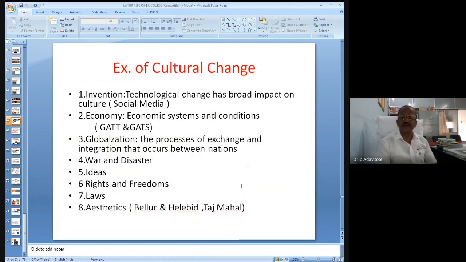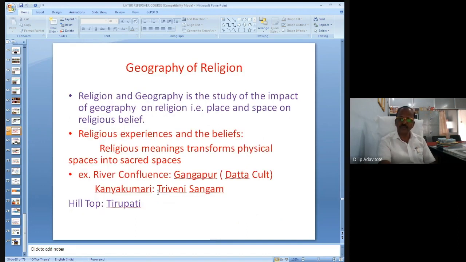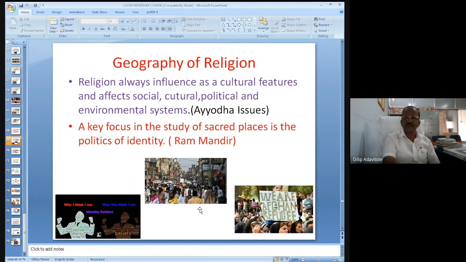So examples of cultural exchange: inventions, technological change has a broad impact on culture, social media, the economic system is changing, GATT and GATS, globalization, the process of exchange, wars and disasters, ideas, rights and freedoms, laws, aesthetics. These are the very important ways we must talk about our geography of religion, religious experiences and other benefits. We have to talk about how they are important from the tourism development point of view. Suppose river confluences are there, how tourism is developed there: Dattakalt, Triveni Sangam, Allahabad, Kumbh Melas, Varanasi, Amarnath Yatra, Tirupati. So the geography of religion is the key focus in the study of sacred places in the politics of identity.